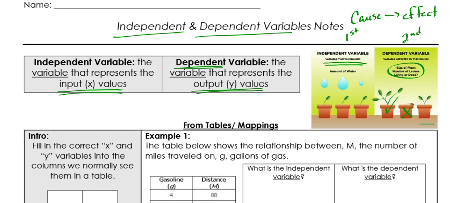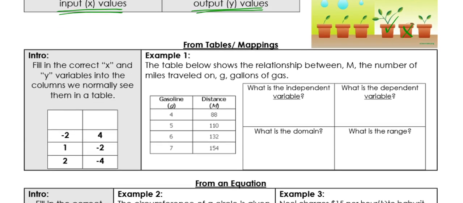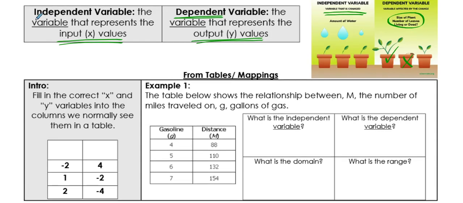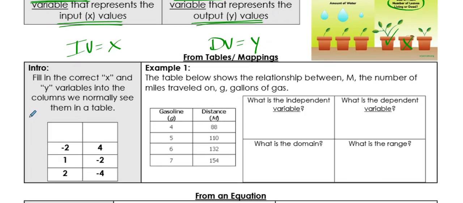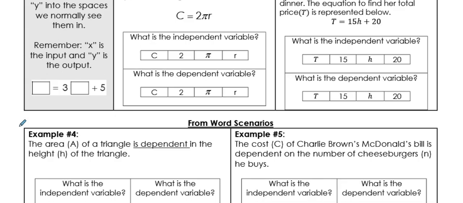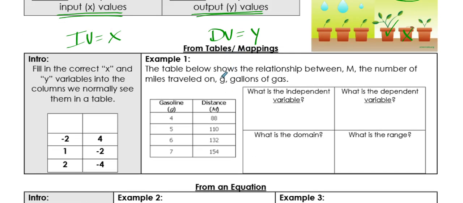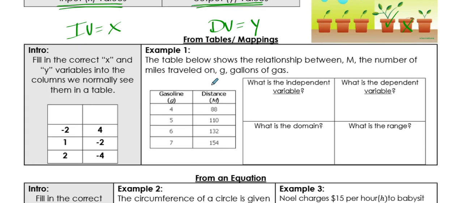Sometimes you directly have control over the independent variable. What you really want to start associating is the independent variable, the IV, is the x, the DV, or dependent variable, is the y. All right, so we're going to look at each of these different representations. We're going to look at word problems, an equation, and a table or a mapping, and pick out the independent and dependent variable from each of these.